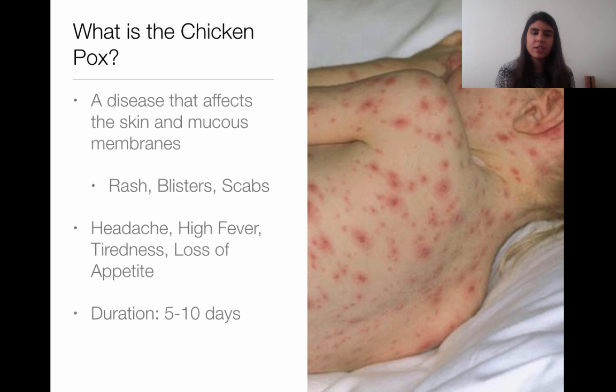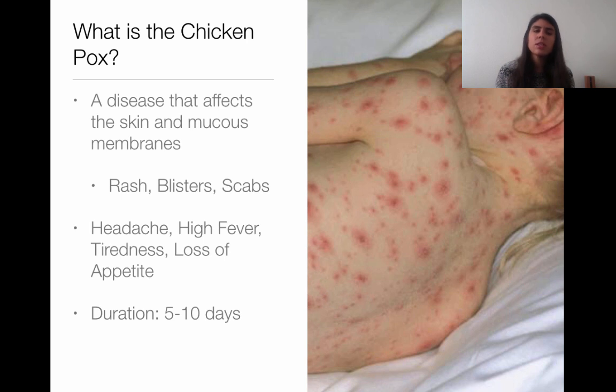Now, these rashes and blisters will be fluid-filled, and they will be very itchy and uncomfortable. And then near the end of the disease, they will start to form into scabs. And this is typically when the body is just trying to heal itself after experiencing this disease.